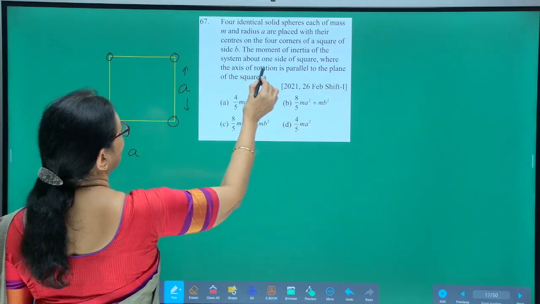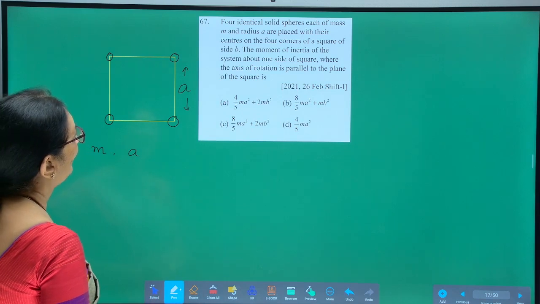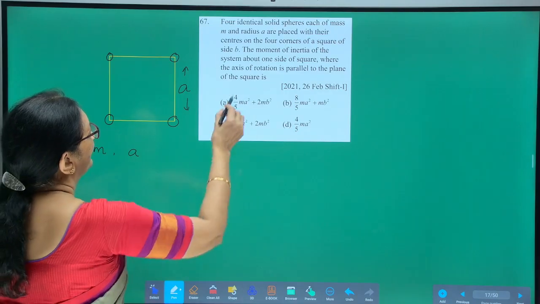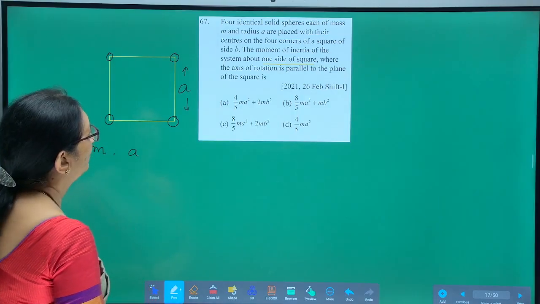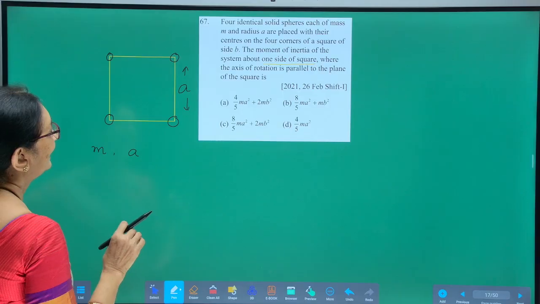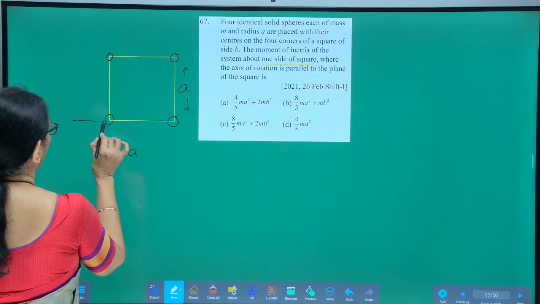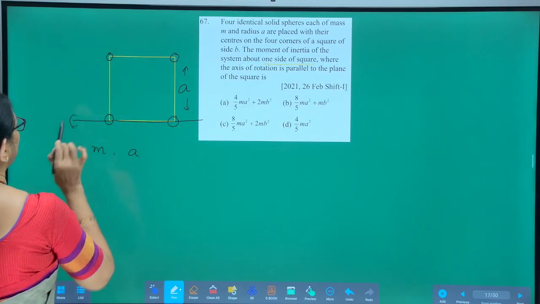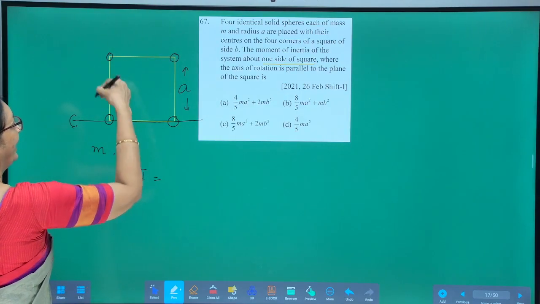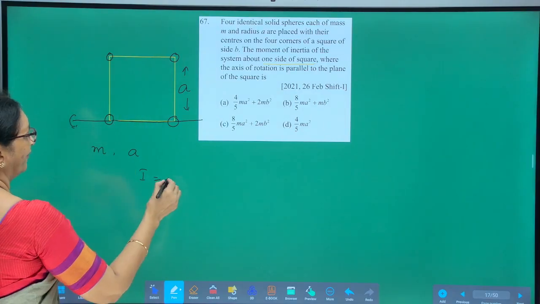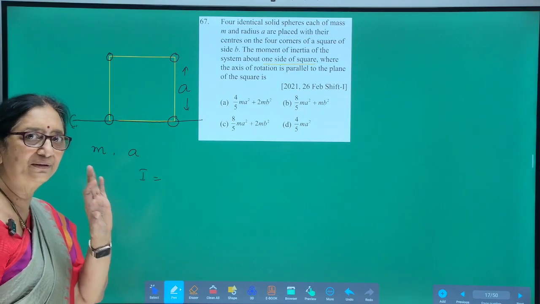Find the moment of inertia of the system about one side of the square, where the axis of rotation is parallel to the plane of the square. Moment of inertia of the system about one side of the square, where the axis of rotation is in the plane of the square. So we are supposed to find the moment of inertia of this about this axis. See here, we have four spheres. I'll tell you the shortcut at the end. First I tell you the general method.